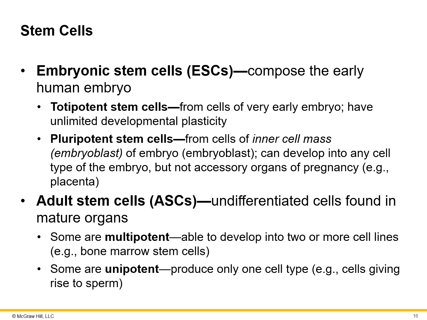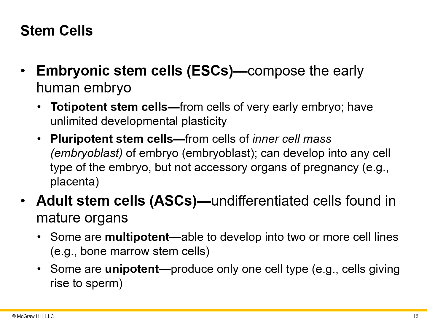Embryonic stem cells can be abbreviated as ESC. Those compose the early human embryo, right? So these cells that are from very early on in the embryo have unlimited development or developmental plasticity. So those are those totipotent stem cells, right? The cells from the inner mass, called the embryoblast of the embryo, can develop into any cell type of the embryo, but not necessarily the organs of pregnancy like the placenta.